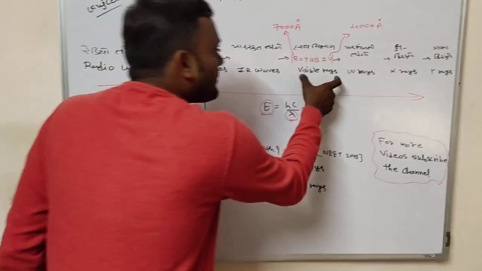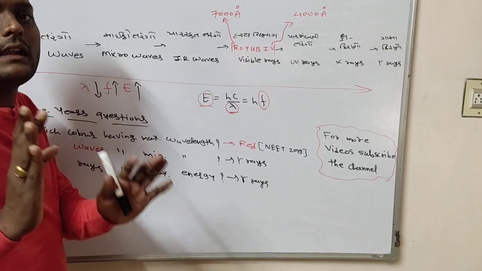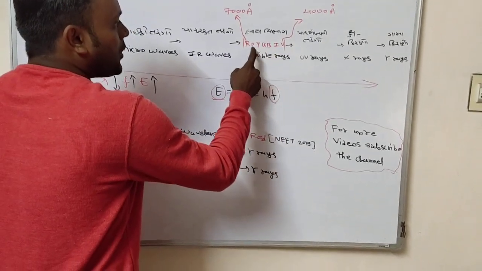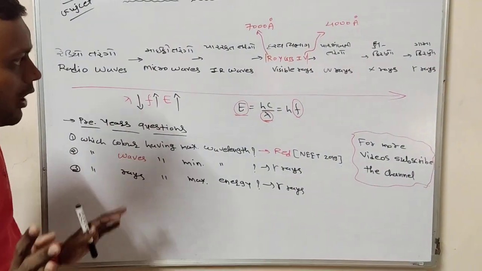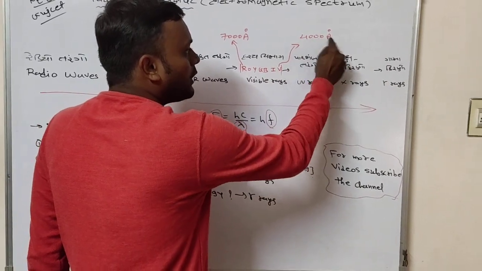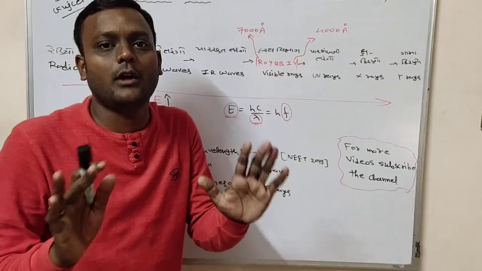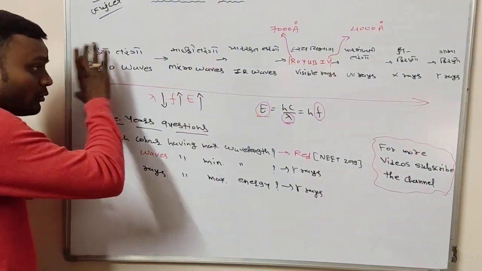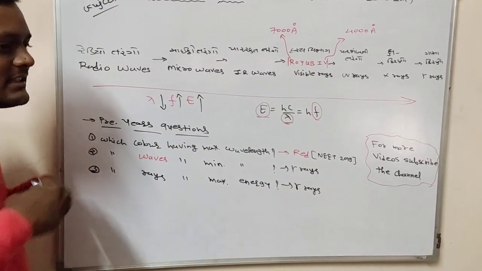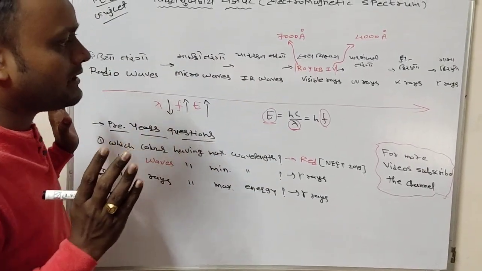In the visible rays, we already learned that it is divided into 7 different colors, starting from violet, indigo, blue, green, yellow, orange and red. We know the violet has a wavelength of 4000 angstrom, while the red color has a wavelength of 7000 angstrom. So you have to remember this sequence very thoroughly. If you remember this sequence easily, you will get the answer to the given question from this chart only.